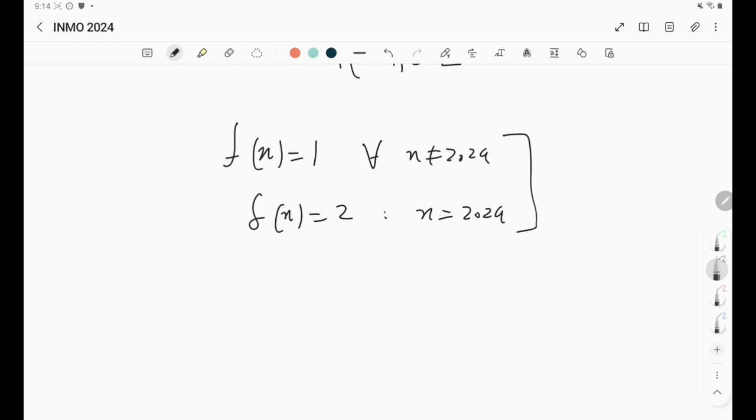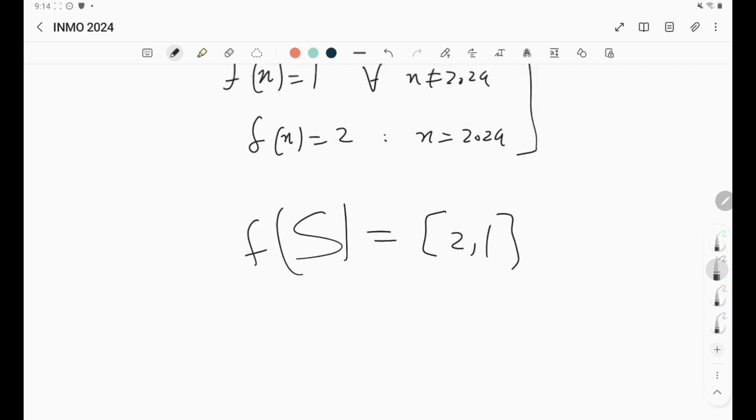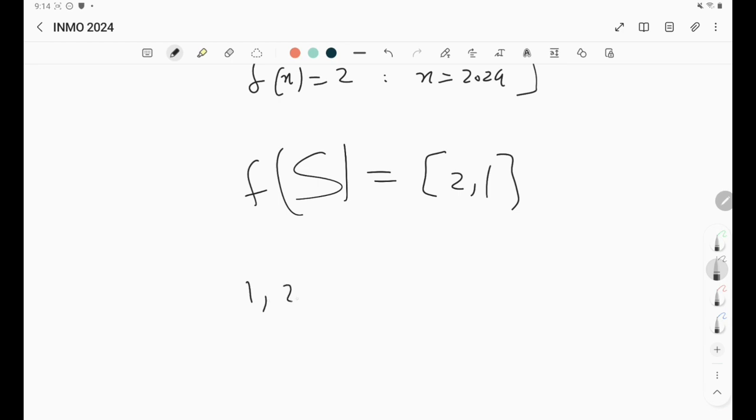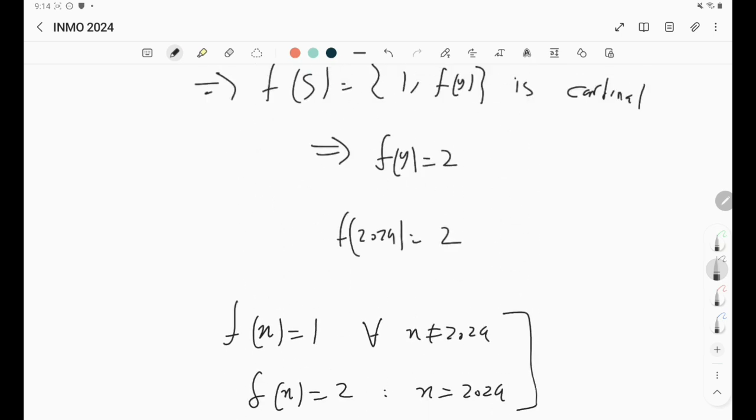You can easily see that because if you pick any set S cardinal and you do f of s, if it doesn't have 2024, then it's going to be just the set 1, which is cardinal. And if it has 2024 in it, then this set is going to be 2, and the other numbers, which is 1, and this thing is cardinal. So yeah, it works. In total, that means that the answer is 1 to 2024, and in each one of them we can give an example. Here we can give the example f of x equals 1, here the example that we just provided, and here f of x equals x. They all work. And yeah, that means we're done.